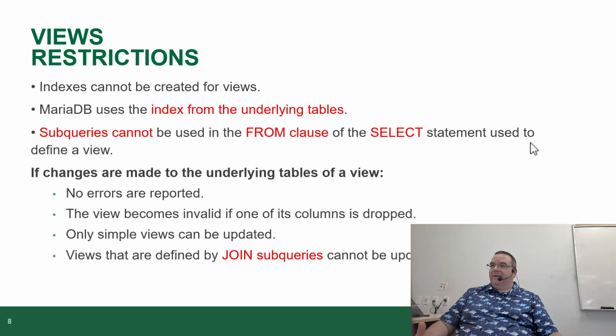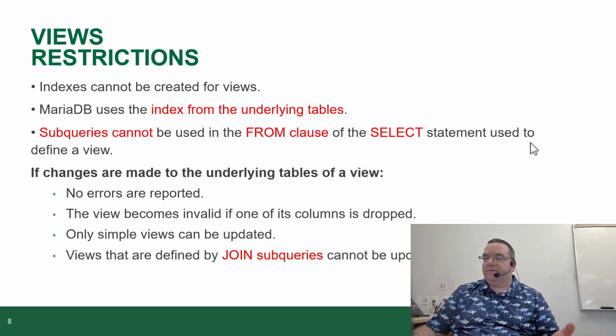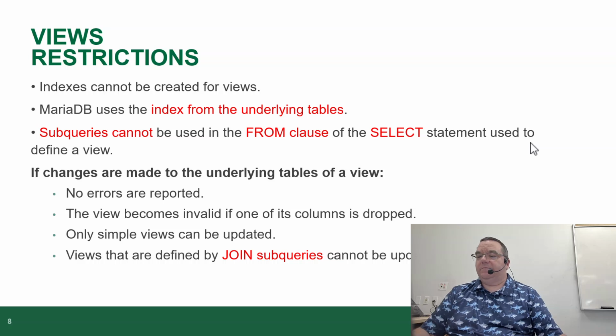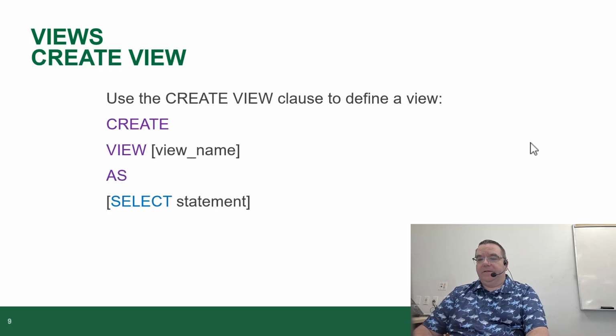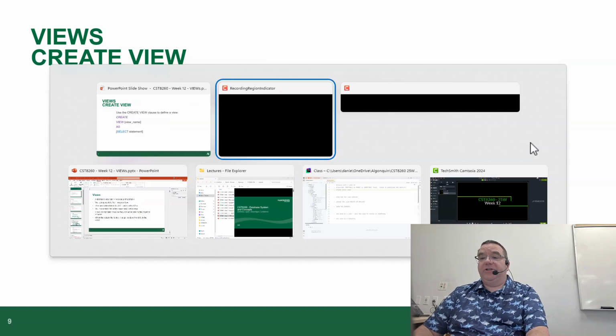Simple views are the ones that can be updated, in the sense that if you're going to update the underlying data through the view, only simple ones can be updated, because if it gets too complicated, you're going to have problems. And views that are defined by join subqueries can't be updated, because the second you have a subquery, you can't do inner updates.